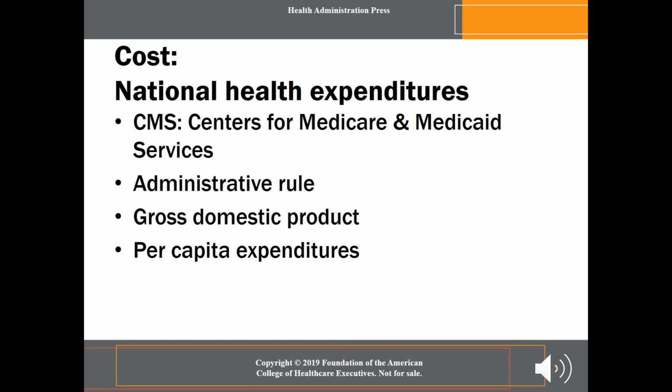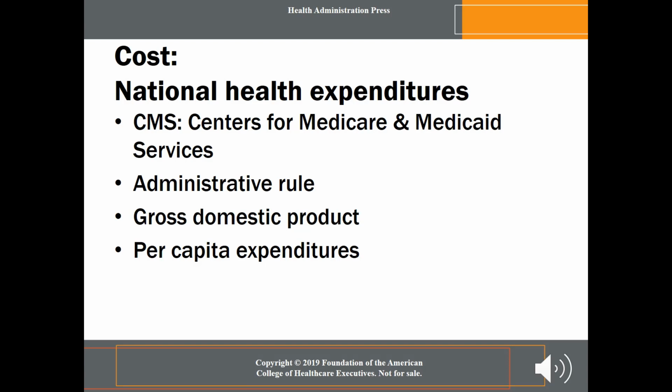To define some terms that relate to national health expenditures, we want to define CMS. CMS is the acronym for Centers for Medicare and Medicaid Services. It is the federal government agency that administers the Medicare program and the federal portion of the Medicaid and CHIP programs. CMS is part of the U.S. Department of Health and Human Services, and even though the centers portion of the name is plural, the acronym CMS is singular. The administrative rule is what is issued from CMS to govern payment or non-payment for a particular procedure.